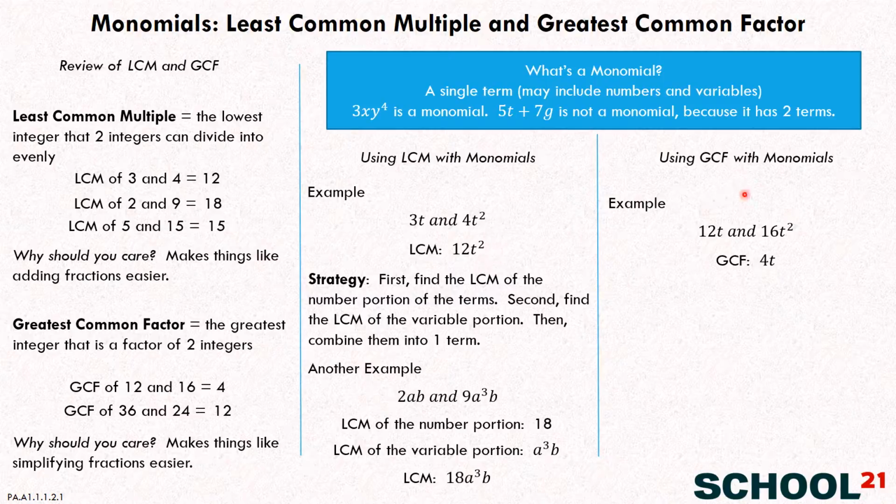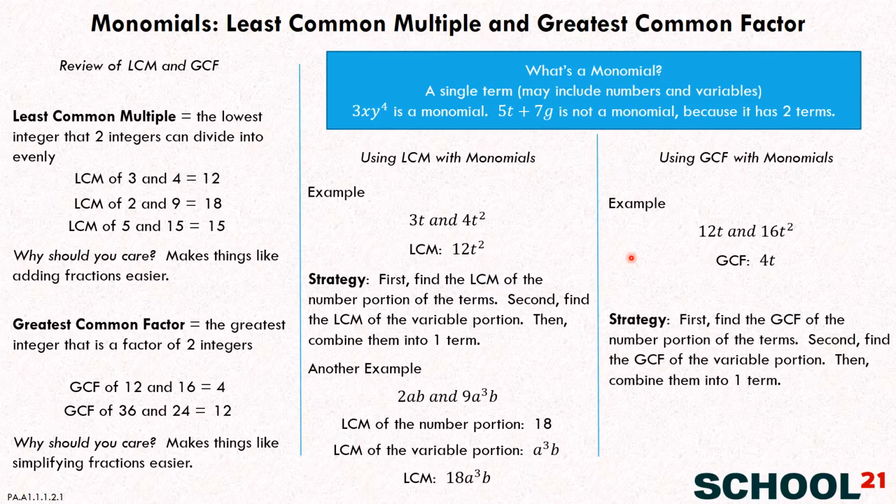And the way that we figured that out was very similar to our strategy for LCM. First, we find the greatest common factor of the number portion of the terms. In this case, that's 4. And then we find the greatest common factor of the variable portion, and that's t, because there's not a greater factor that can divide into t and t squared. Does that make sense?